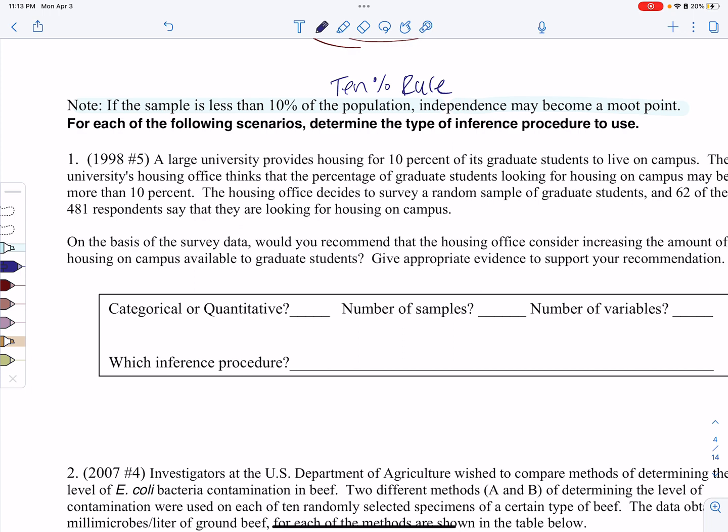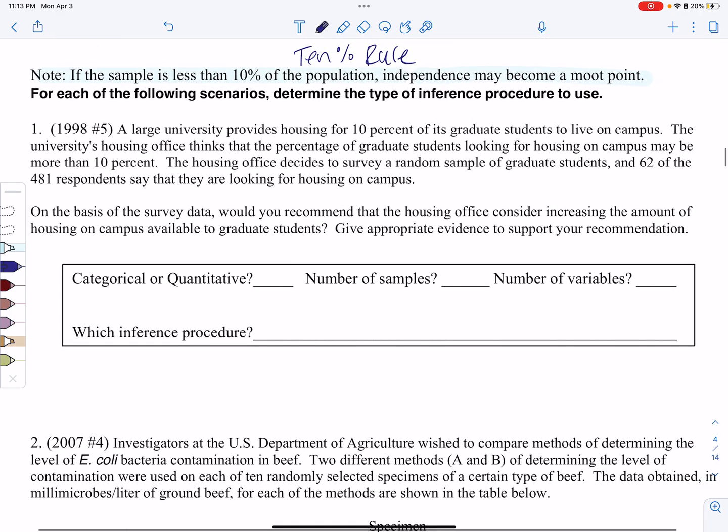So this is what I want you to do. You are going to read through here and answer all the questions. Is this categorical or quantitative? How many samples do I have? How many variables do I have? And finally, what's the procedure? I also want you to do the Ho and the Ha. Once you know the procedure and your Ho and Ha, then everything else should be fine. There are 20 of them here. You don't have to solve them out. You can if you want, of course, and then you can look up the answers.